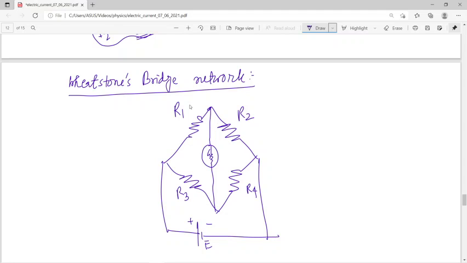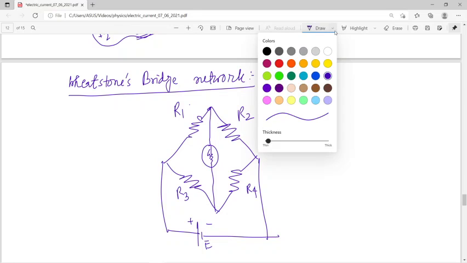So that is the problem. If you are not considering the distribution of current in a good manner, then you have to solve a greater number of equations.